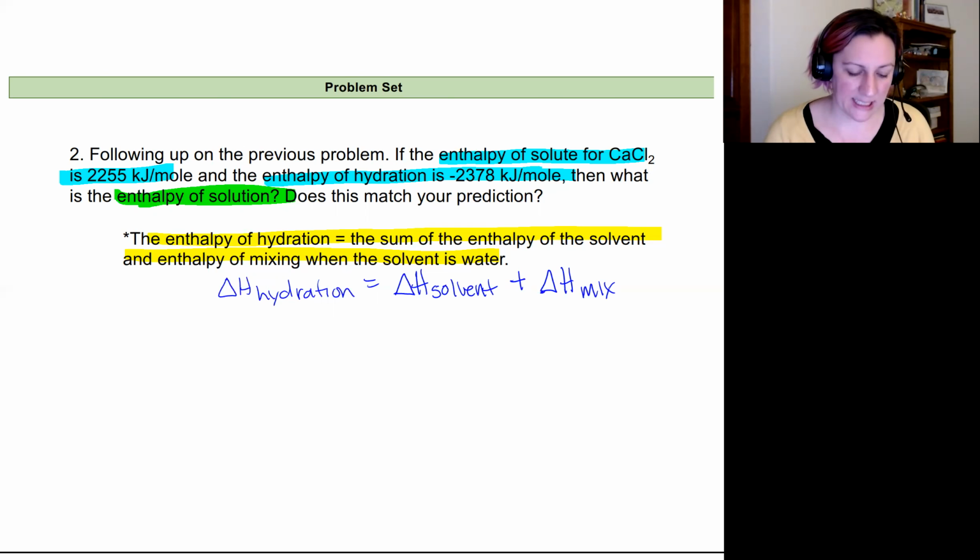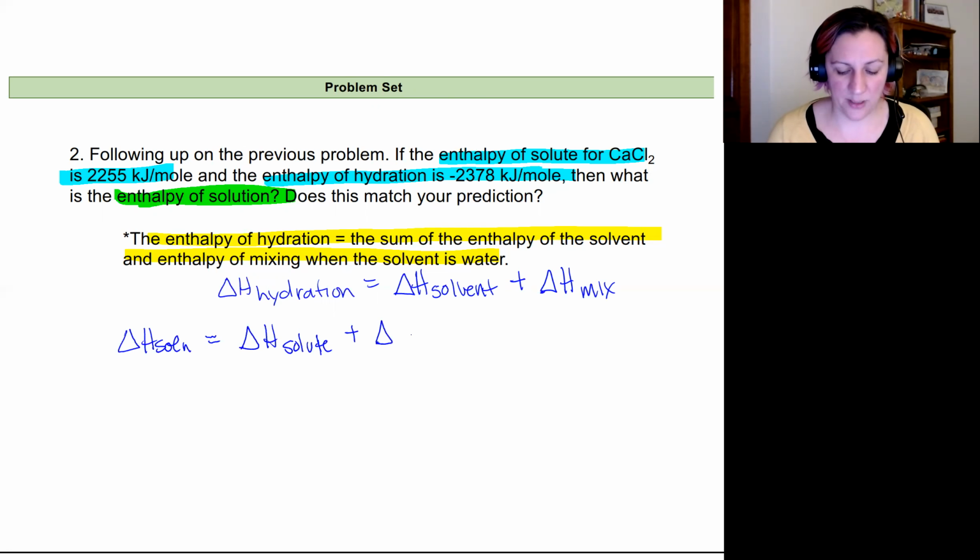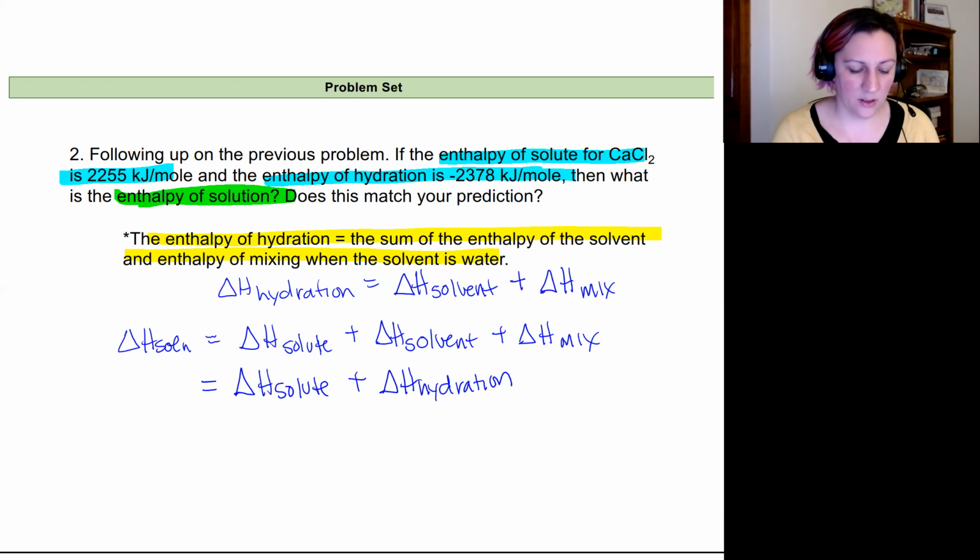So we can take our equation that the enthalpy of the solution is going to be equal to the enthalpy of our solute plus the enthalpy of our solvent plus the enthalpy of mixing. And we can change it to just the enthalpy of solute plus the enthalpy of hydration. And this only works when water is the solvent.